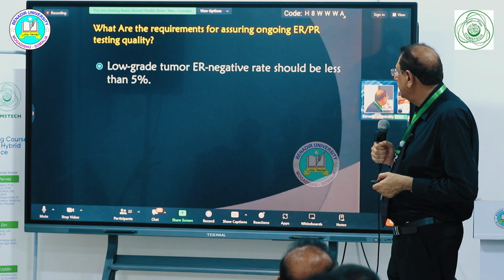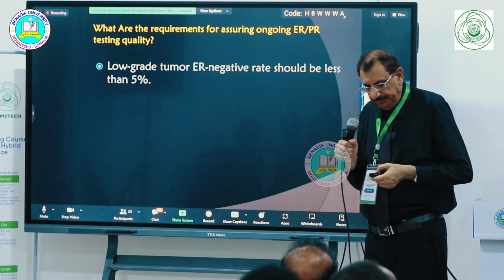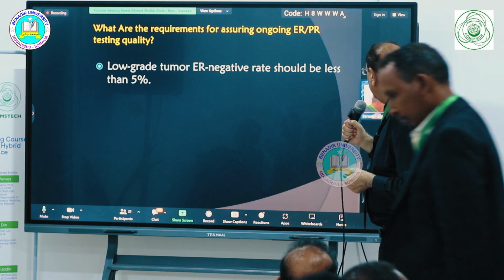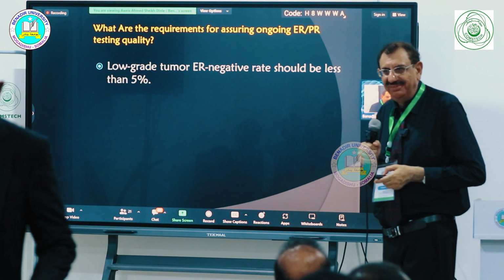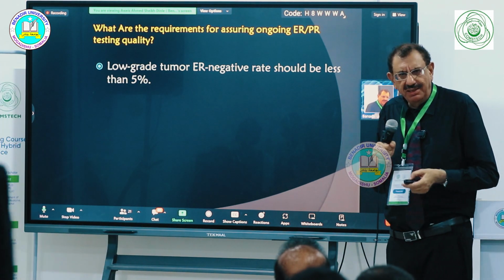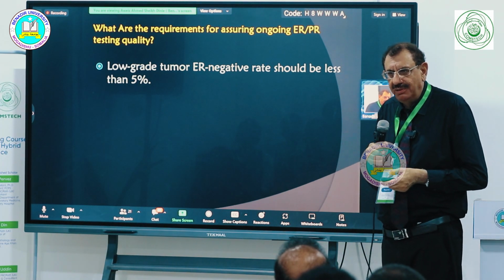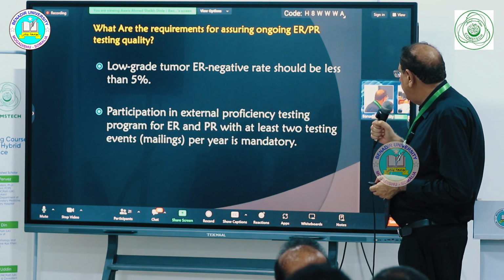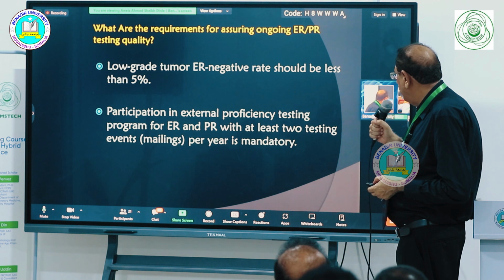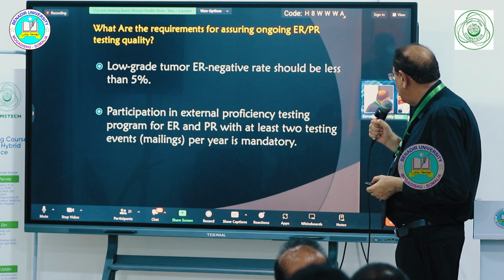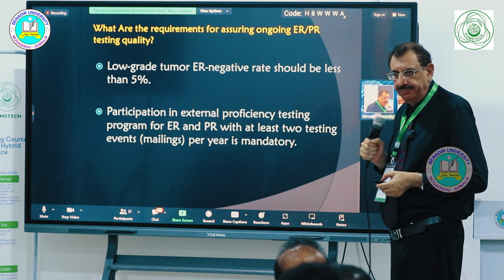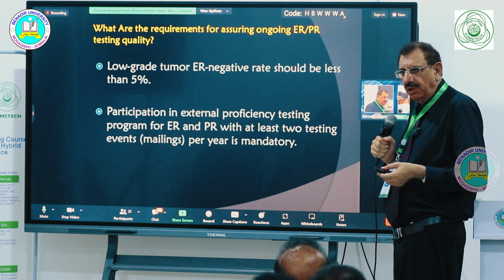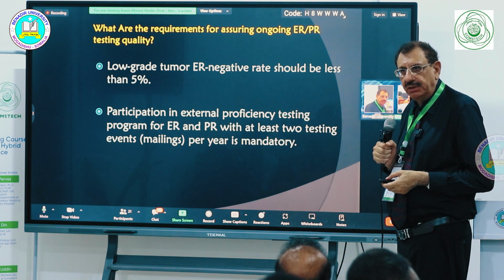Okay. Low-grade tumor, ER negative rate should be less than 5%. And as I said, nothing is 100%, but less than 5%. Participation in external proficiency testing with at least 2 testing events per year is mandatory. Because here you are making major decisions, what therapy you are giving.